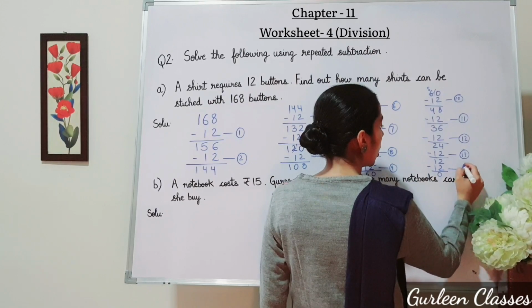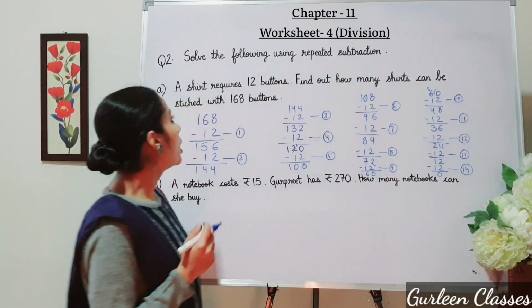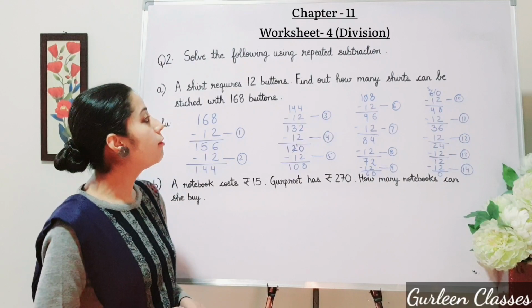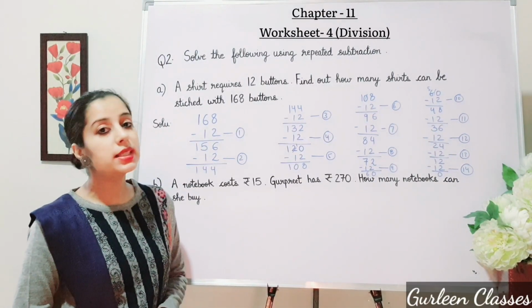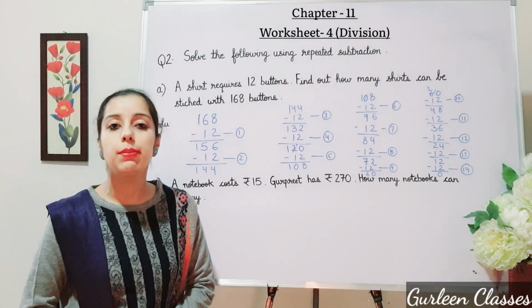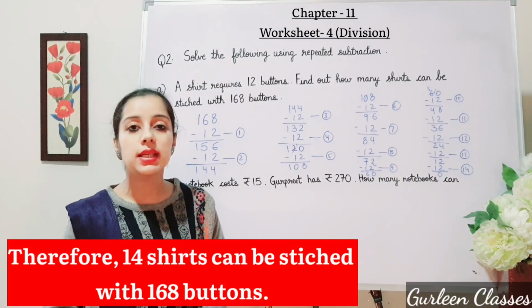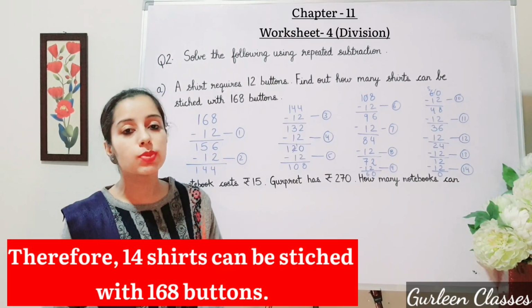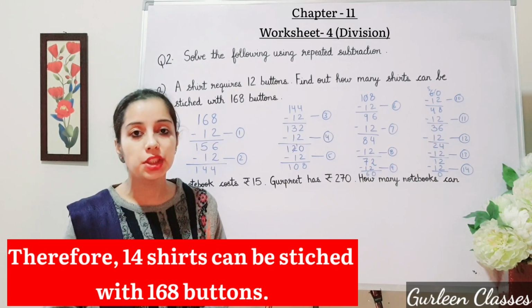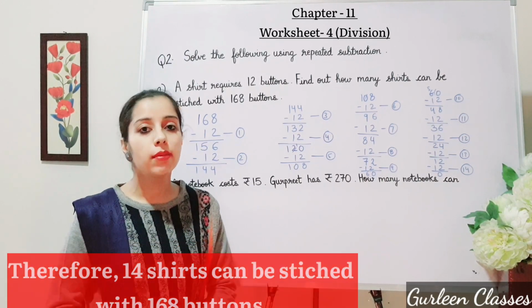So it means 14. So a shirt requires 12 buttons, and find out how many shirts can be stitched with 168 buttons. So 14 shirts can be stitched with 168 buttons. If you divide this 168 by 12 by long division method, the answer will be 14.